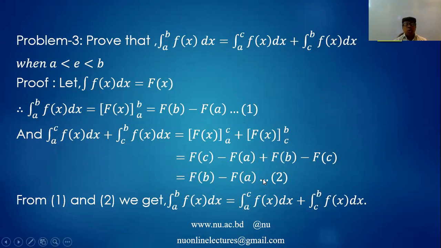This is number two. So from one and two we get integration a to b f of x dx equals integration a to c f of x dx plus integration c to b f of x dx. My dear students, it's very easy, but you have to be sincere. This is our technique: the upper c and the lower c are equal, so c will be cancelled. The rest of the limit will be a to b.